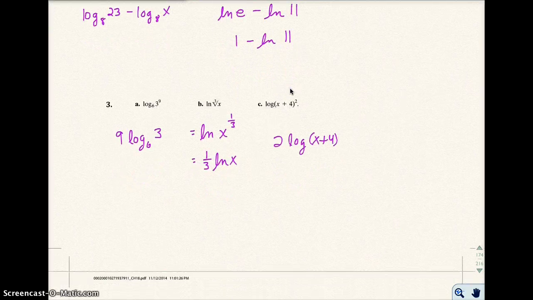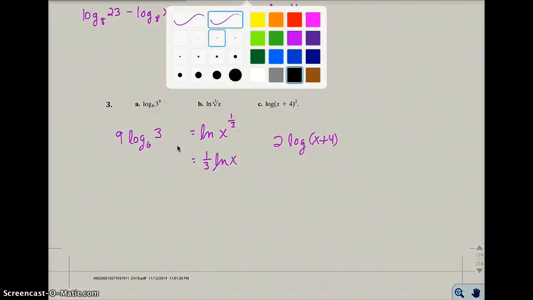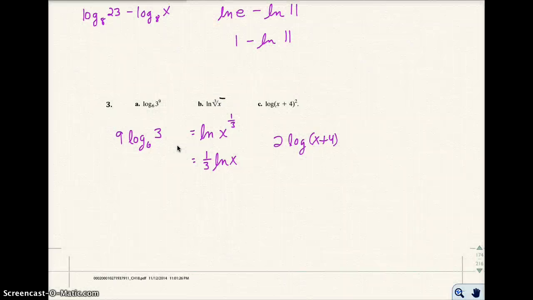Number 3 is the power rule. I'm going to go ahead and bring that 9 out to the front, so I get 9 log base 6 of 3. And in part B, the radical sign is not all the way over there, so I'm going to fix that. This is the same thing as the natural log of x to the 1/3 power because it's the cube root, and I bring that 1/3 out to the front. I get 1/3 natural log of x.